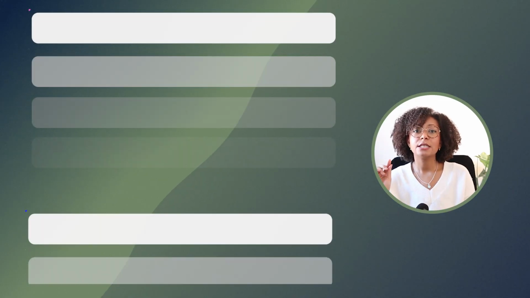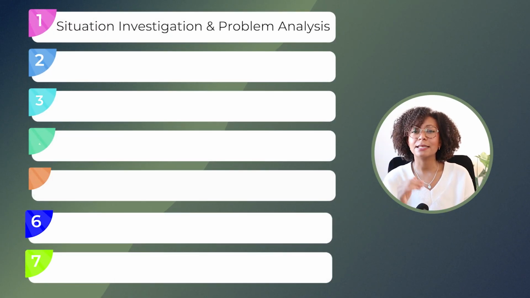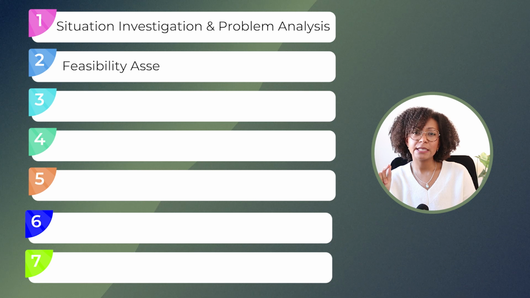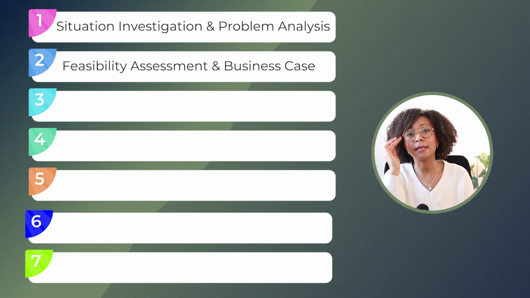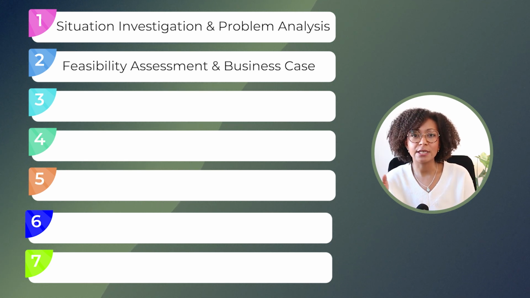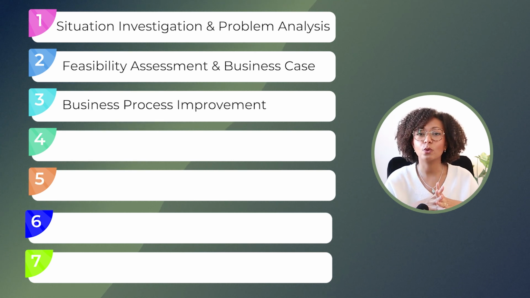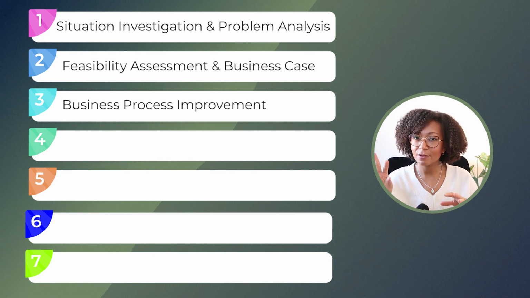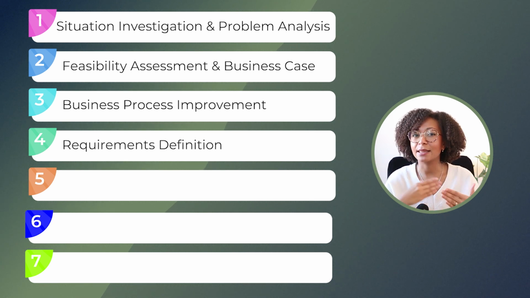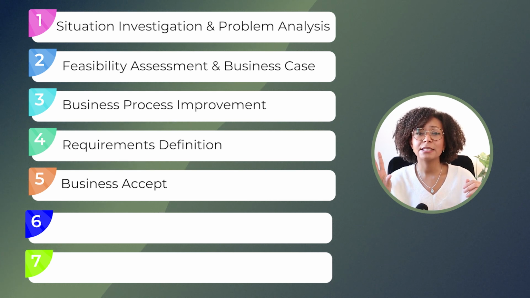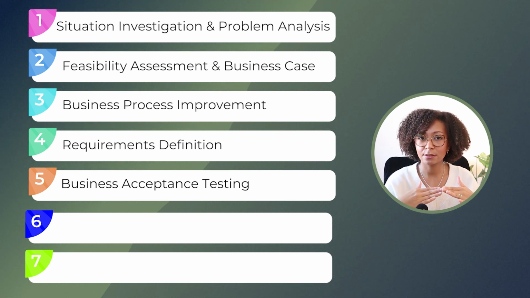So the first one is situation investigation and problem analysis, so that you start to understand the current state and pain points. The second is feasibility assessment and business case development, describing whether a solution is viable. The third one is business process improvement, streamlining or redesigning processes. Fourthly, requirements documentation, gathering, analyzing, and documenting what is needed. Number 5 is the business acceptance testing, ensuring that the solution meets the business needs.